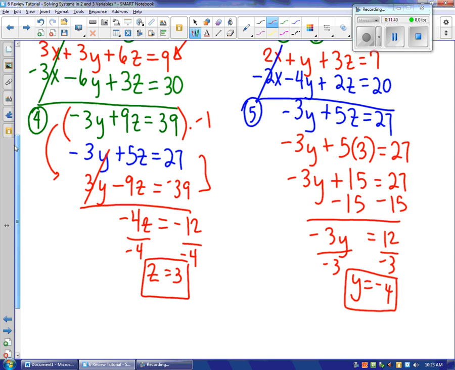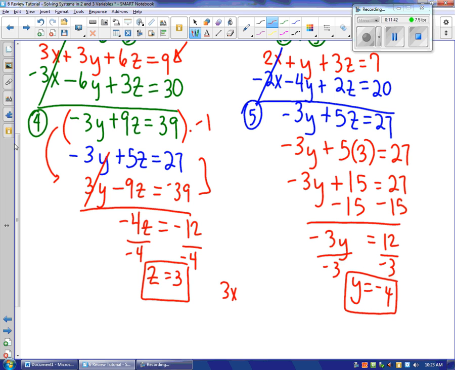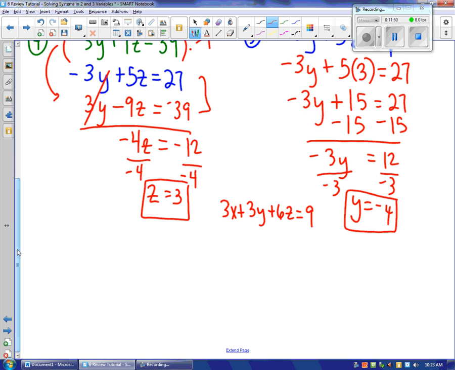said the equation was 3x, let me just write it down, plus 3y plus 6z equals 9. And I know the value of z and y. So I'm going to replace them. So I know I'm still going to have the x, but now I'm going to have 3 times y, which is negative 4, plus 6 times z, which I know is 3, and that's got to equal 9.